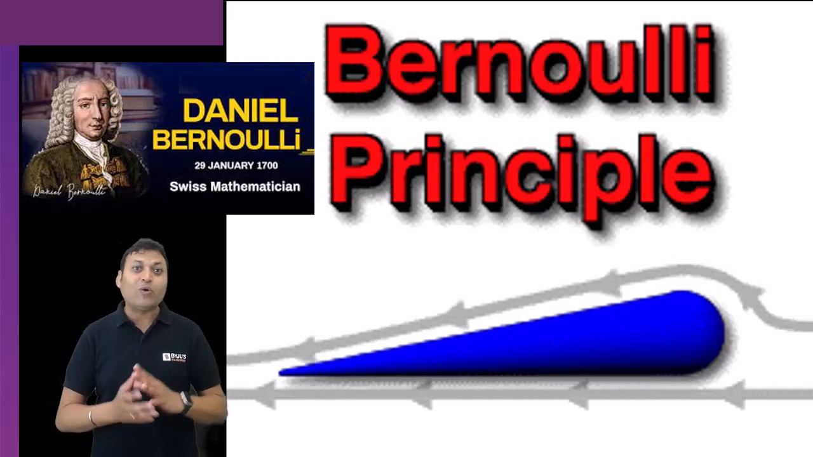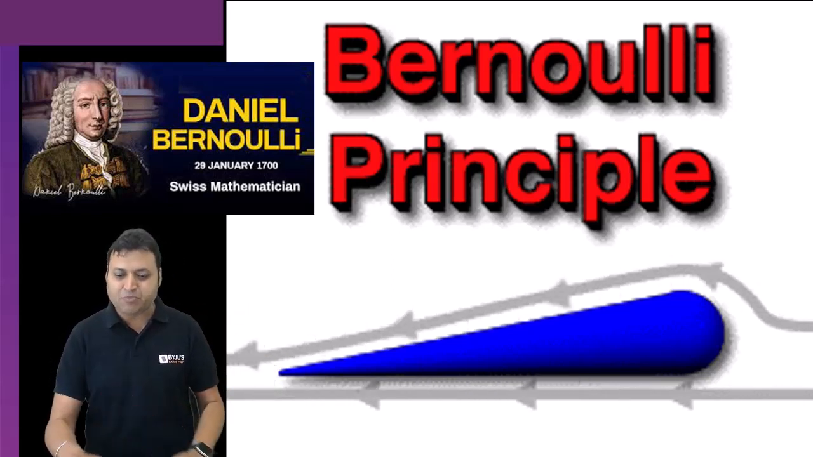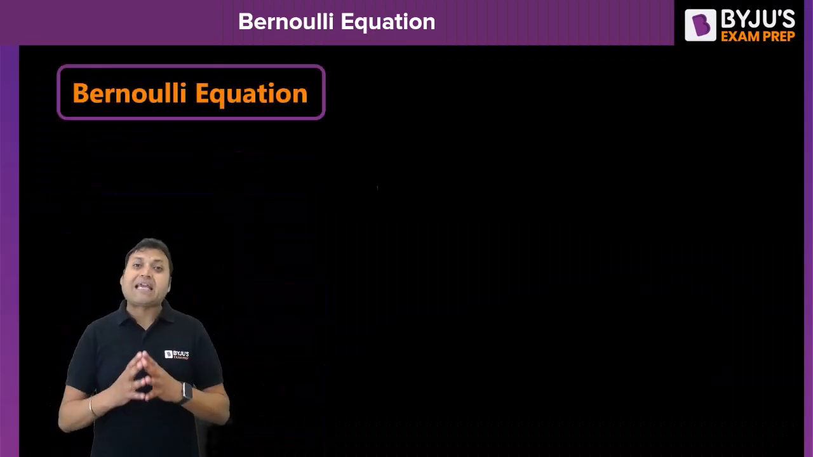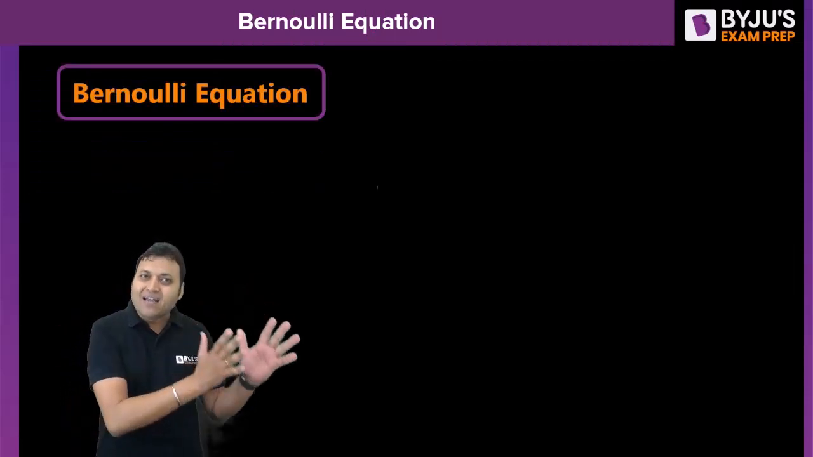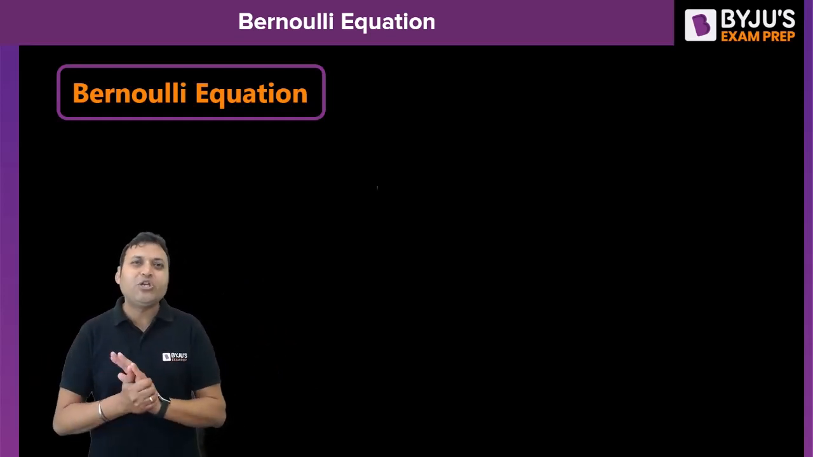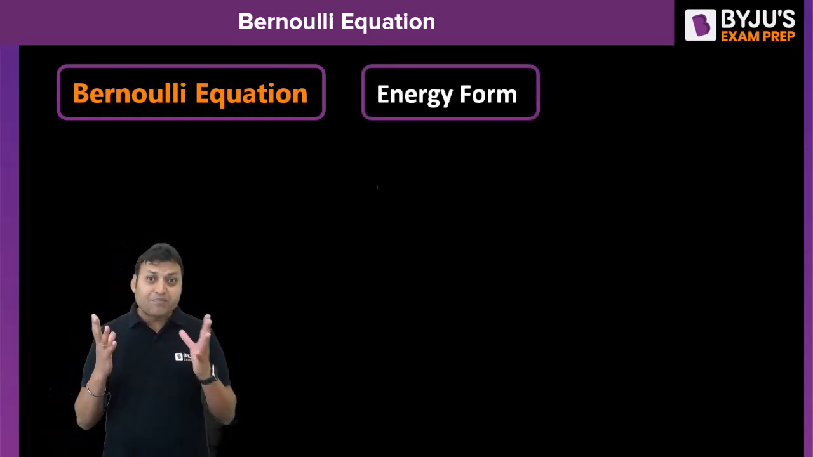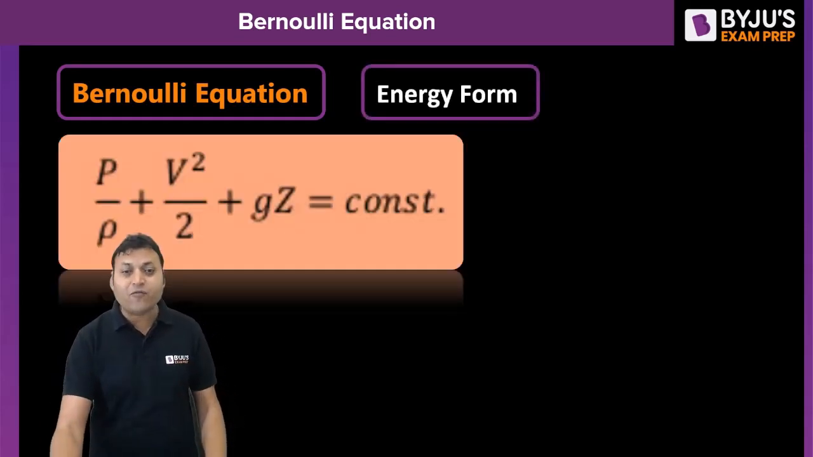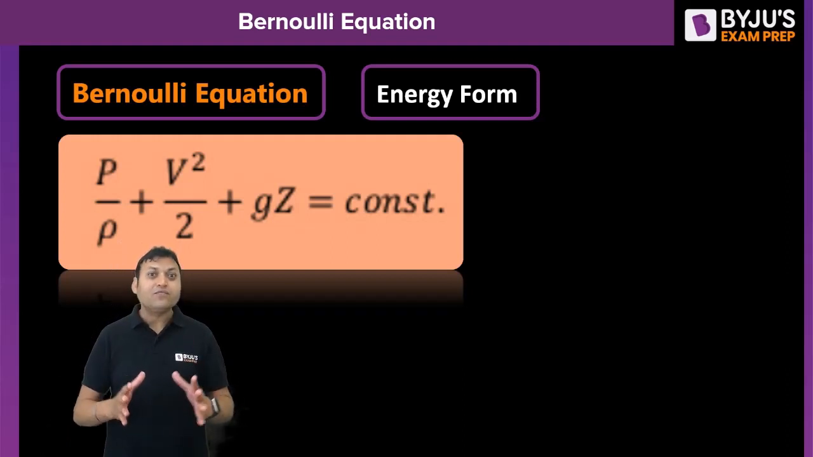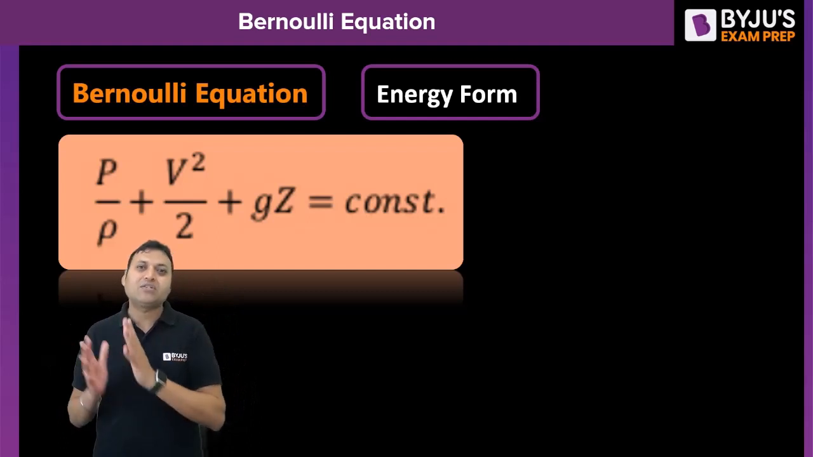Let us try to understand the mathematical part of this Bernoulli principle. The Bernoulli equation can be derived from the energy conservation as well as from Newton's second law of motion. According to the mathematical form of this Bernoulli equation, the sum of total energy of the flowing fluid remains constant.